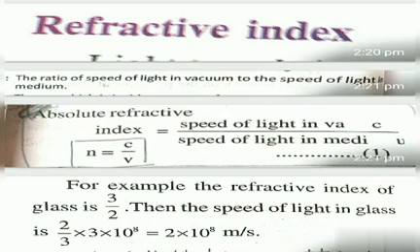Do cross multiplication. 3 into V equals 2 into 3 into 10 to the power of 8 meter per second. Here 3 is multiplying, so if you transpose it to the right side, it will divide. So V equals 2 into 3 into 10 to the power of 8 meter per second by 3. 3 will get cancelled. Then V is equal to 2 into 10 to the power of 8 meter per second. It means the speed of light in the glass slab is 2 into 10 to the power of 8 meter per second.